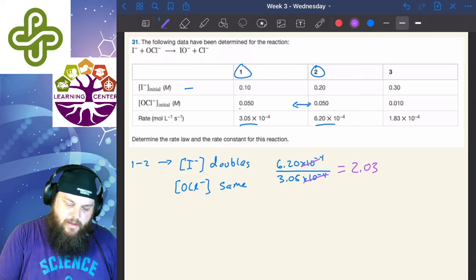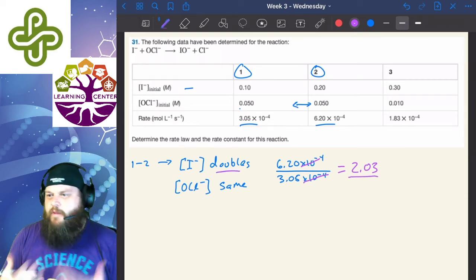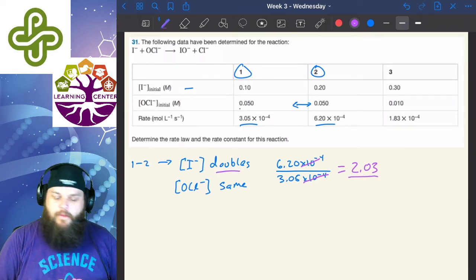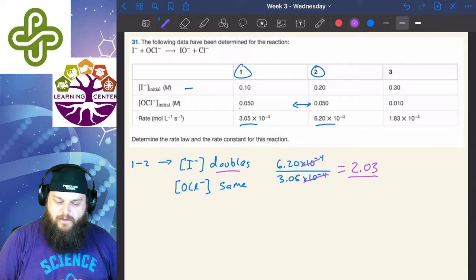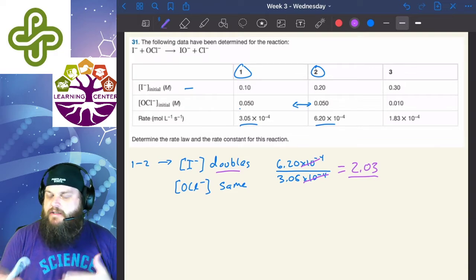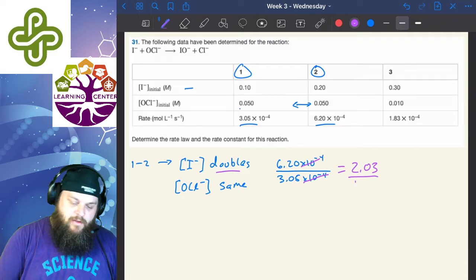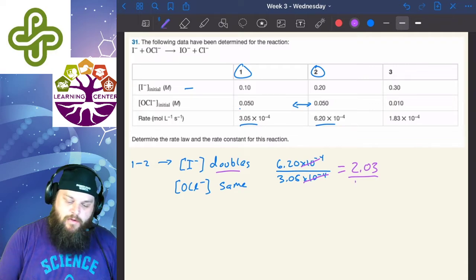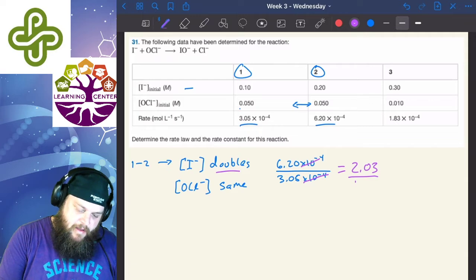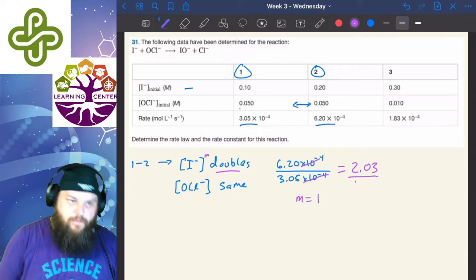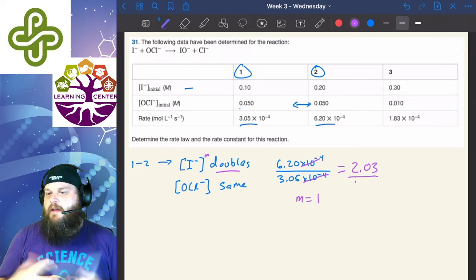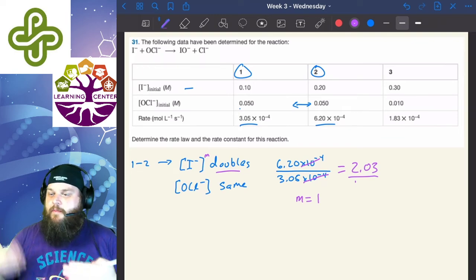So we can see that when it doubles, the rate pretty much doubles. It's not exact, but it's close enough to say it's not a squared relationship. It's definitely not to the 4th power. It's definitely a 2. So that's going to be a proportional relationship. In this case, my m is going to equal 1, because for every increase in concentration, we get a proportional increase in the rate.